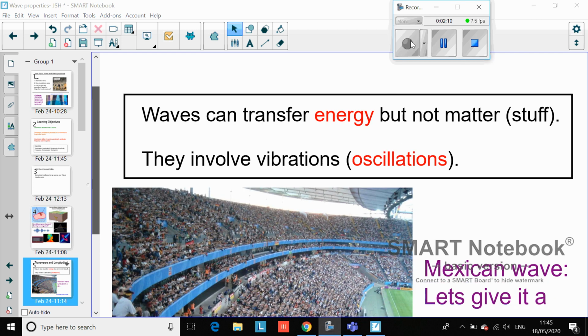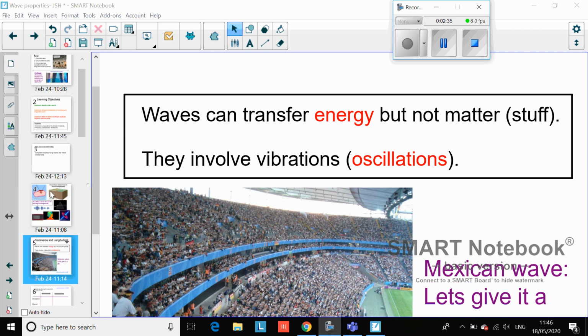Okay, so this is the definition of a wave, and this must be in your book, and I'd suggest you circle it or make it really clear and stand out. Waves can transfer energy, but not matter, stuff. They involve vibrations called oscillations. Okay, so waves can transfer energy, but not stuff. Okay, so let's have a closer look at what that means.